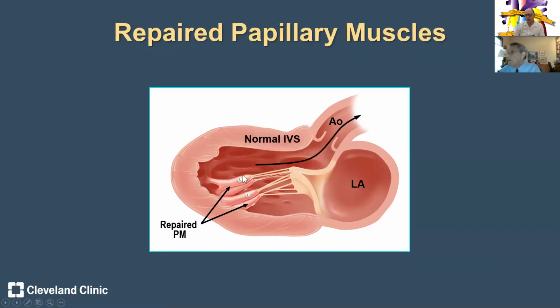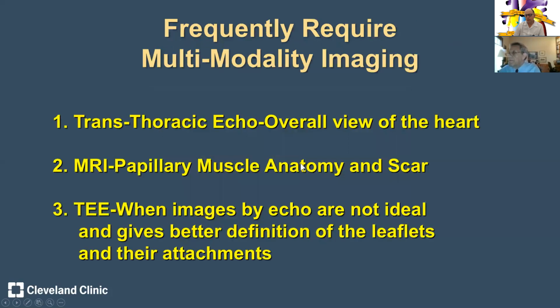And here is one way where this situation can be repaired, where the papillary muscles are sewn together. This patient would have had no hypertrophy. So frequently we require multimodality imaging. The transthoracic echocardiogram gives an overall view of the heart, but sometimes the pictures are not ideal, and we need an MRI scan to look at the muscle anatomy and whether there is scar.